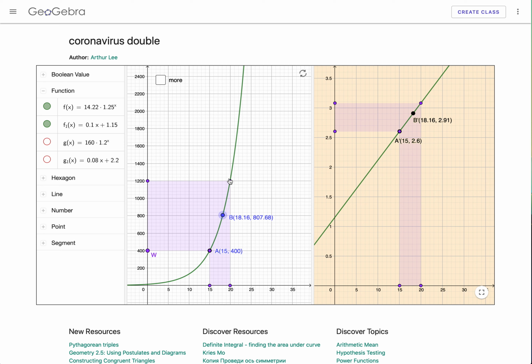So maybe you can explore these relations in any other ways you like. Hope you enjoy and make good use of this graph for your understanding of exponential functions and logarithms.